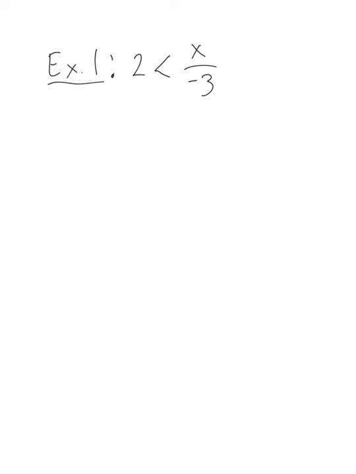Example 1, 2 is less than x divided by -3. Now before I'm going to go about solving this problem, I have to figure out how I'm going to undo that -3. Am I going to undo it by addition, subtraction, multiplication, or division? Go ahead and select your operation from the answers.